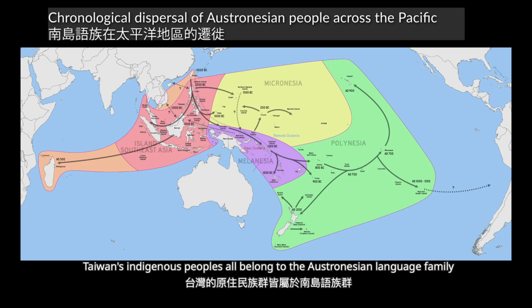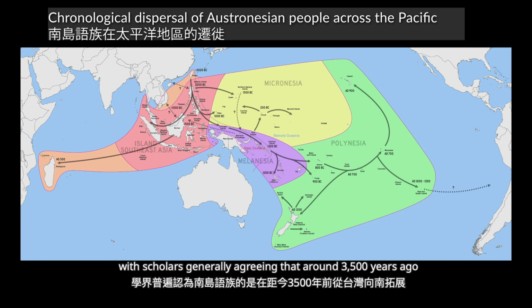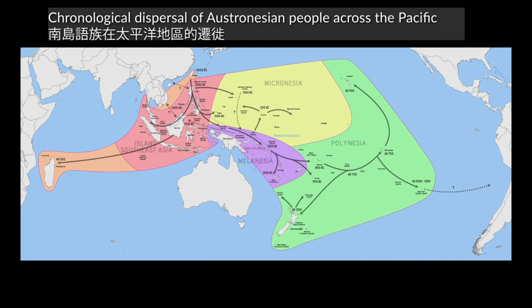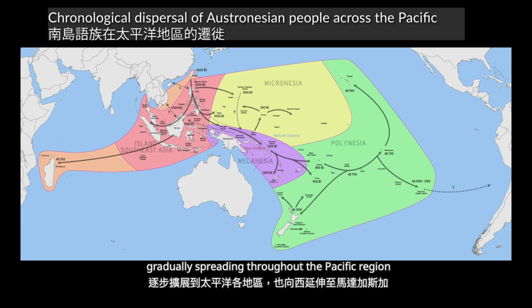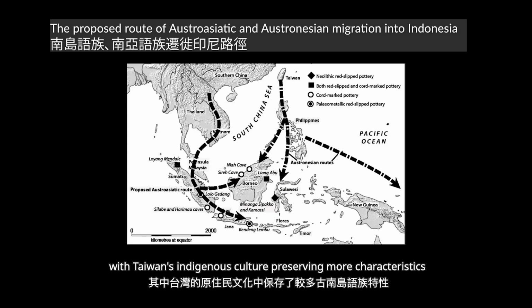Taiwan's indigenous peoples all belong to the Austronesian language family. The ancient Austronesian language group is believed to have arrived in Taiwan from southern China approximately 6,000 years ago, with scholars generally agreeing that around 3,500 years ago they expanded southward from Taiwan, gradually spreading throughout the Pacific region and also extending westward to Madagascar. As a result, indigenous peoples in these areas share certain cultural similarities to some extent, with Taiwan's indigenous culture preserving more characteristics of the ancient Austronesian language group.